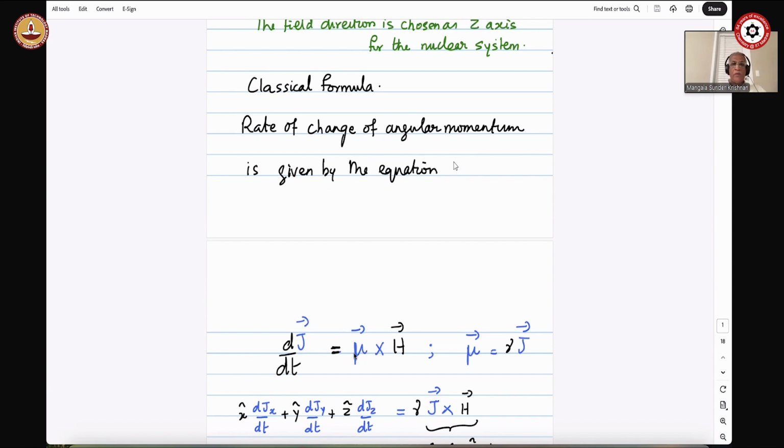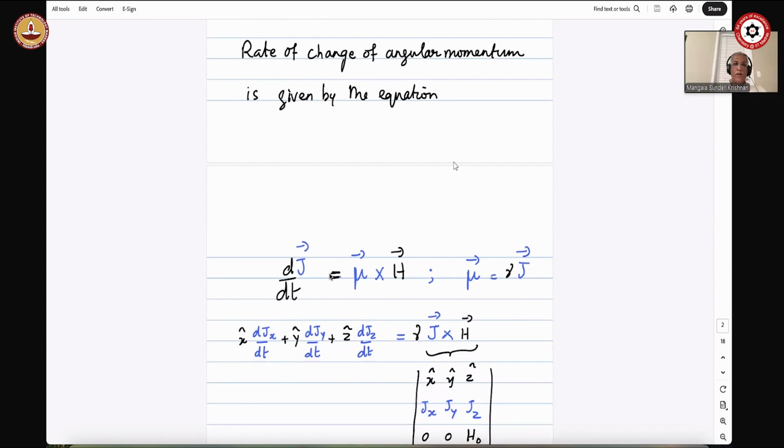Namely, you remember spin has a magnetic moment mu. The rate of change of angular momentum, dJ by dt, is the torque. This is called the torque. The torque is the cross product of the vector magnetic moment and the magnetic field. The vector magnetic moment is gamma times the angular momentum. Therefore, the rate of change of angular momentum J is gamma J cross H instead of mu cross H.